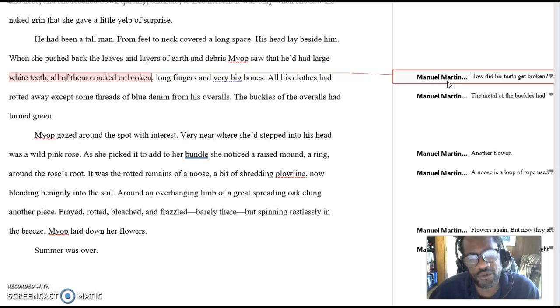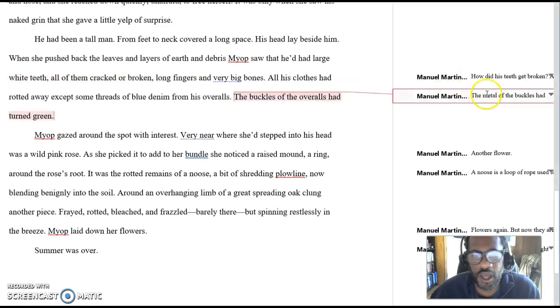Here's the skull of a person lying out in the woods. His teeth are broken, so it suggests that something was violent. All his clothes had rotted away, right? So this happened a long time ago. The buckles had turned green. That's from tarnishing metal. Certain kinds of metals, when they stay outside, are going to change colors, right? So it's been a long time.